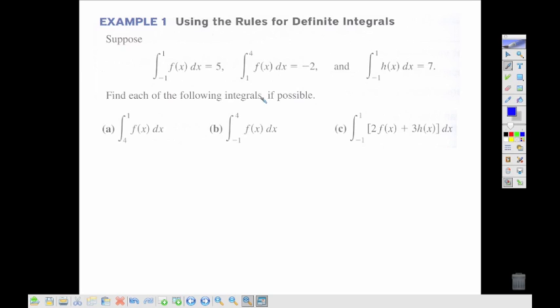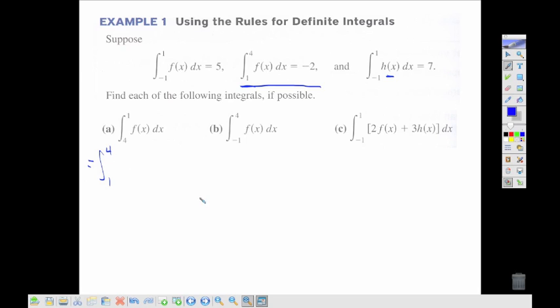Next, let's work a few of these out using the rules that we just learned. Looking at this first one, we're going from 4 to 1, but our given integrals, the ones that we know values for, are going from negative 1 to 1, 1 to 4, negative 1 to 1. Notice this one's h of x instead of f of x. So if I want to go from 1 to 4, that would be okay for this one, but my order is wrong here. I need to go from 1 to 4.